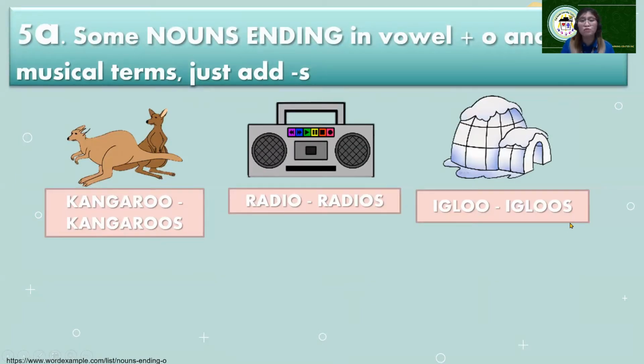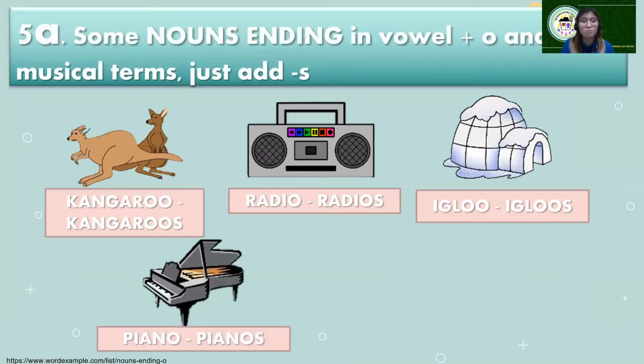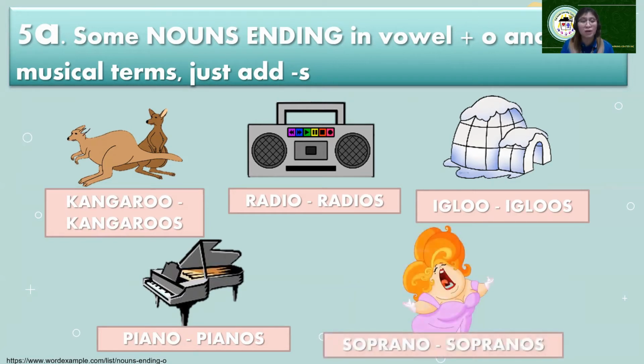Here are some examples of musical terms. We have piano to pianos, so it's not ES. Since it is a musical term, just simply add S. Or soprano to sopranos, not ES, again because it's a musical term.